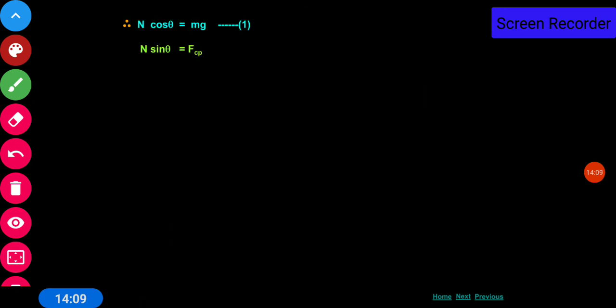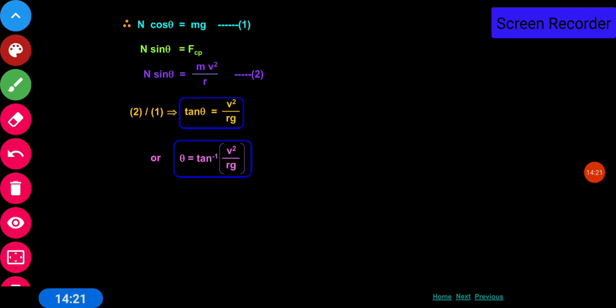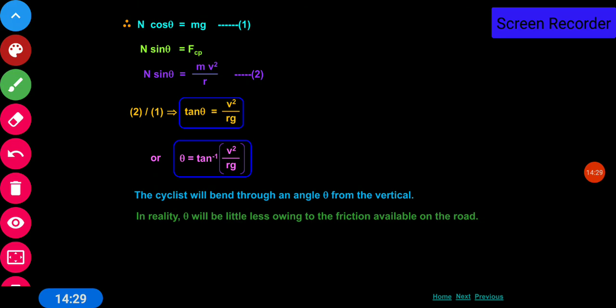So we can say N cos theta is equal to mg, and N sin theta is equal to mv squared upon r. If we divide these two equations, we get tan theta equal to v squared upon rg, or theta equal to tan inverse of v squared upon rg. The cyclist will bend through an angle theta from the vertical. In reality, theta will be a little less owing to the friction available on the road.